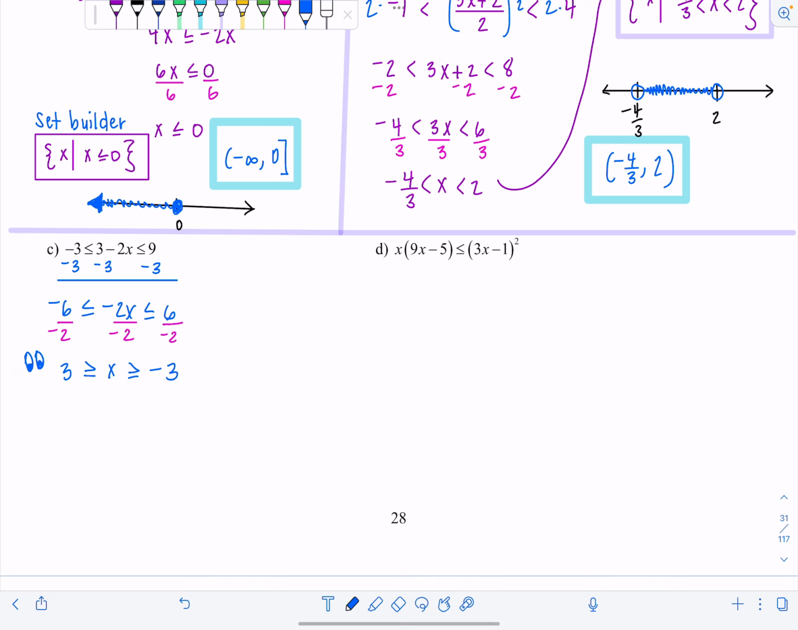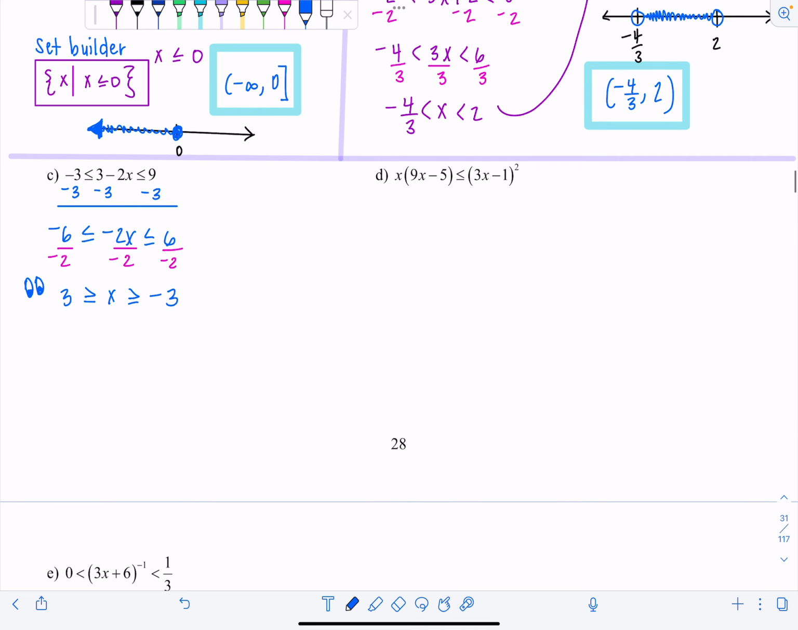Did you catch that? Those are my eyes, my surprised eyes checking to make sure you caught it. Okay, and we're done. This is isolated. This is our solution. It might look a little weird.